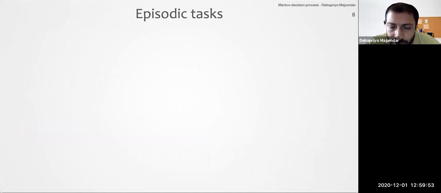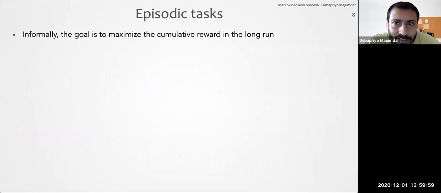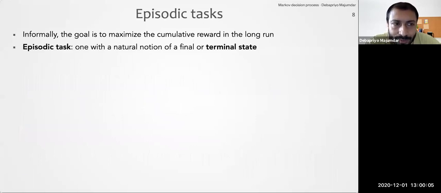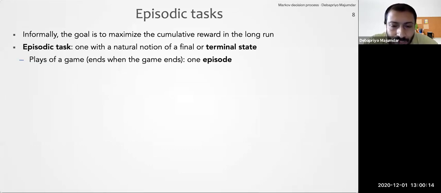in case of two different kinds of tasks. One of them is the episodic task. Informally, again, the goal is to maximize the cumulative reward in the long run. An episodic task is one where there is a natural notion of a final or terminal state. For example, a game, right? One match finishes, one game finishes.